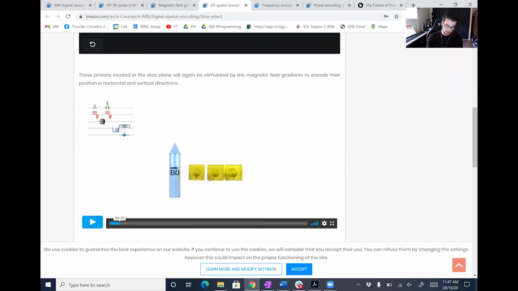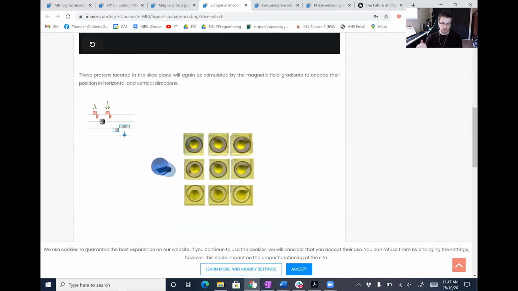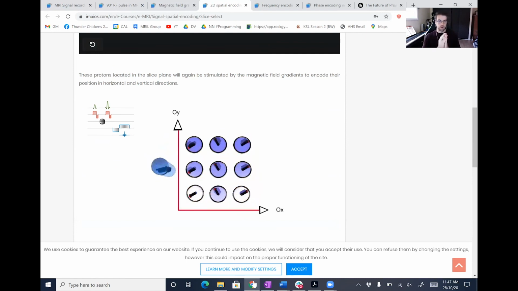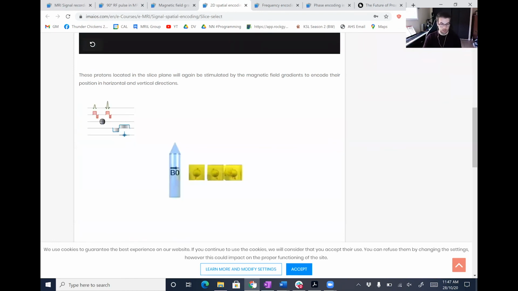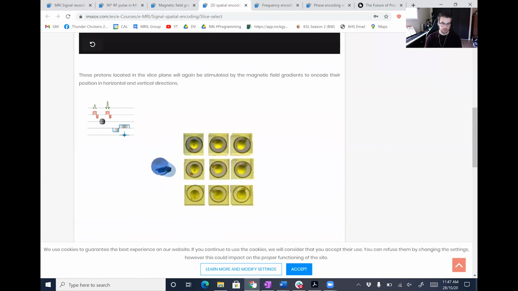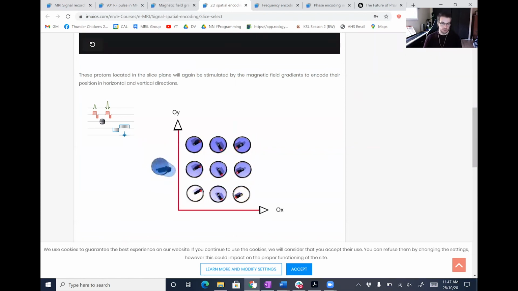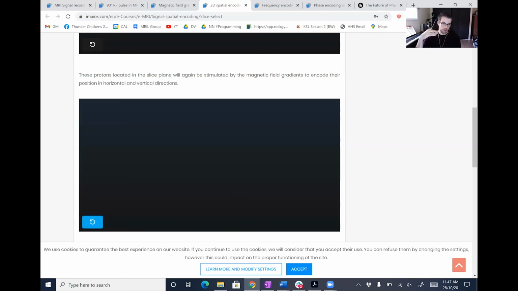And then I'll play this next example as well, which will show you that ultimately this slice has affected protons in the X and Y direction, all X and Y locations, so long as they're at the right Z location, right? So it's not just 3 protons, it's this 3 by 3 matrix of any protons that we're spinning at the right Z location. So we've got a 2D slice now, but we still need to encode our signal in the X and Y directions.